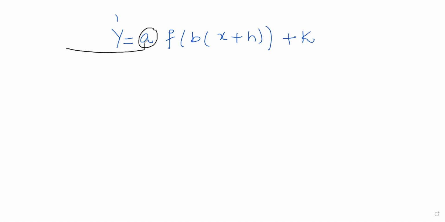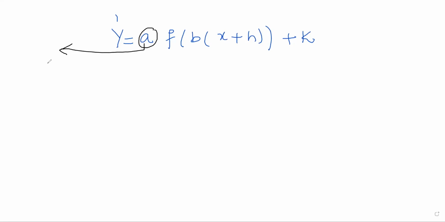So the transformation equation accounts for all different types of transformations that occur. The main transformation equation can be written as y is equal to a f of b x plus h plus k. And I'm going to write about each of the letters, why they are used.